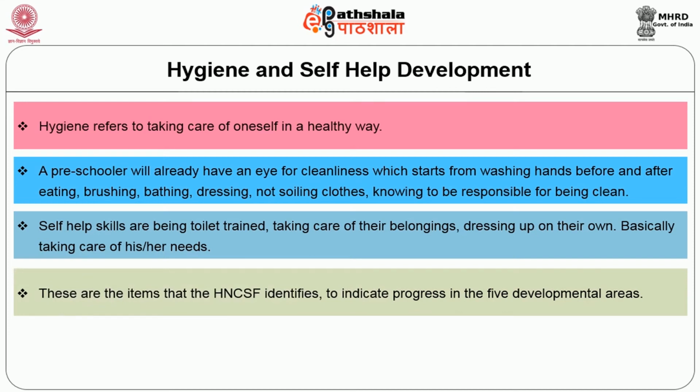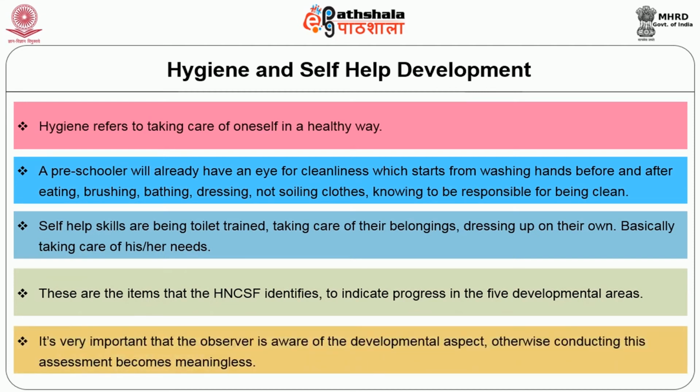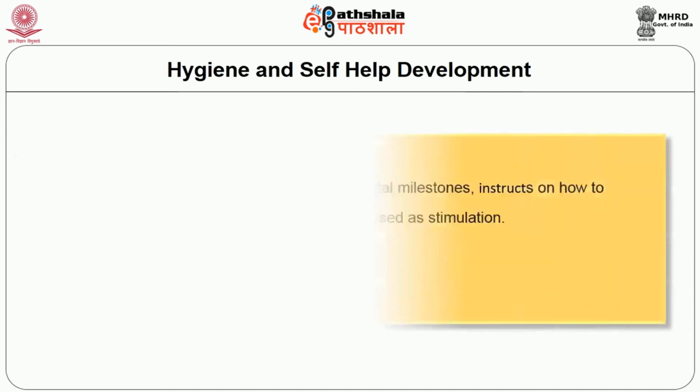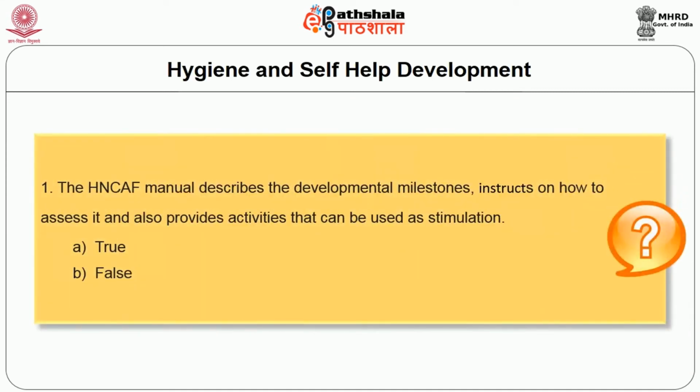These are the items that the HNCAF identifies to indicate progress in the 5 developmental areas. It is very important that the observer is aware of the developmental aspect, otherwise conducting this assessment becomes meaningless. A self-assessment question. The HNCAF manual describes the developmental milestones, instructs on how to assess them, and also provides activities that can be used as stimulation. Is it true or false? Well, the answer is true.